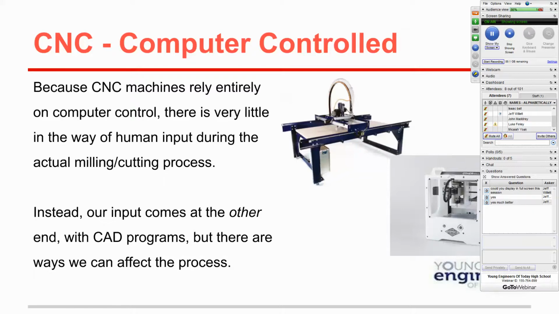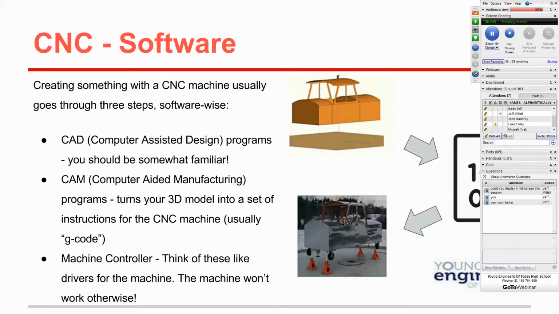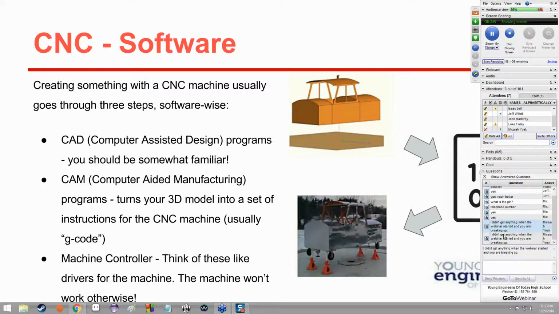So instead, our input comes at the other ends with CAD programs, where we create designs in order to be milled or machined or whatever. But there are indirect ways that we can affect the process. Now, creating something with CNC usually goes through 3 steps. We have 3 different kinds of software. You've got the CAD software, which stands for Computer Assisted Design. These are programs that allow you to draw something on the computer in 3 dimensions. CAD software can run a number of different categories, and we'll go over those in a minute. But that has the most user input.